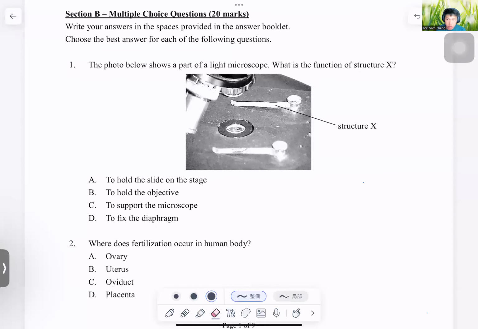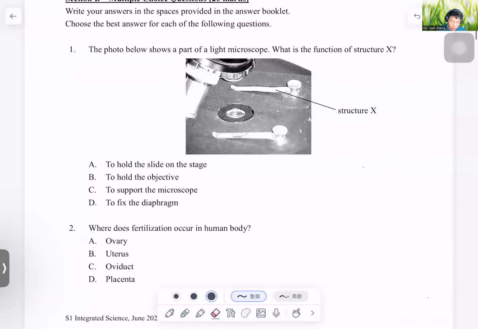So for this section, I will try to discuss the multiple choice questions for the past paper. I will try my best to explain them one by one. So maybe let us start from question number one first.